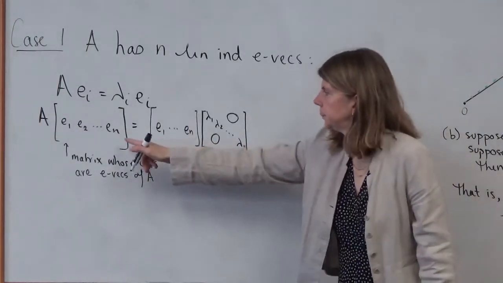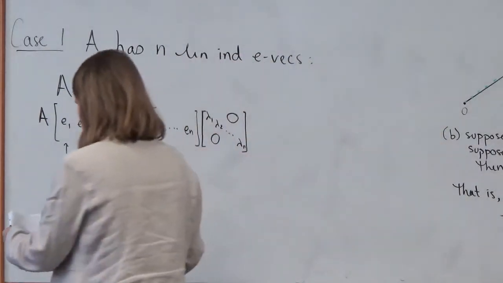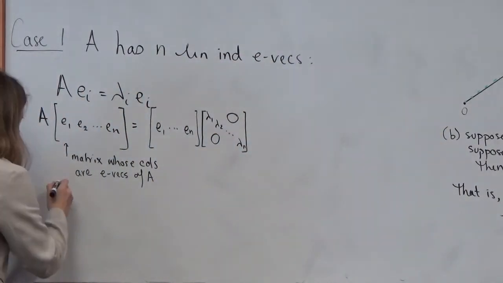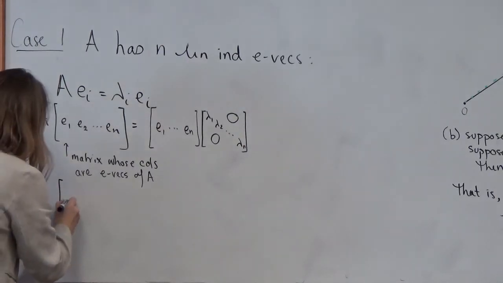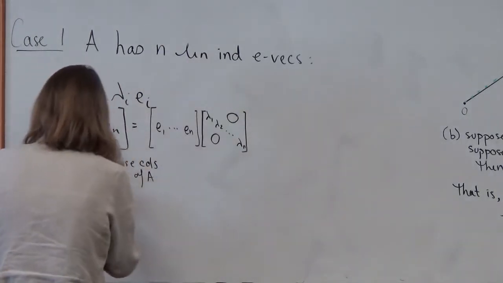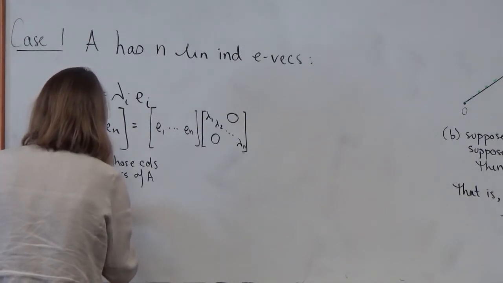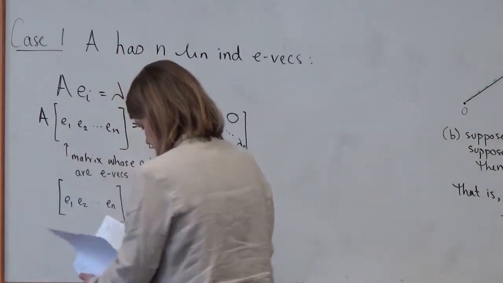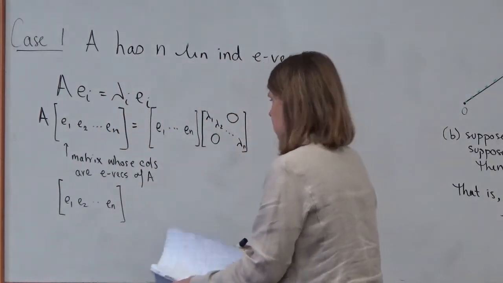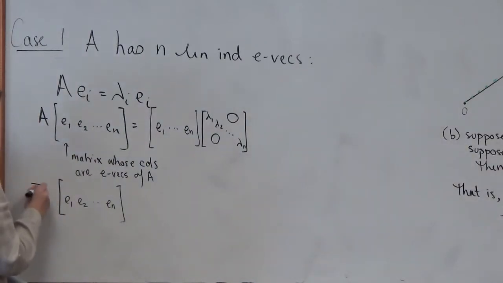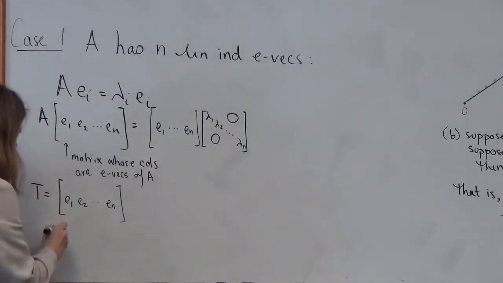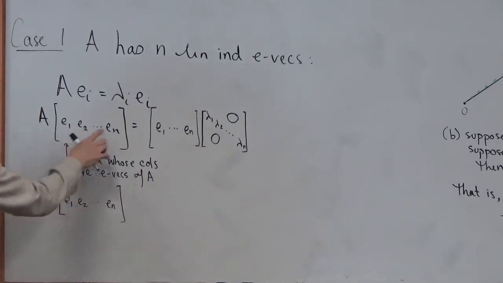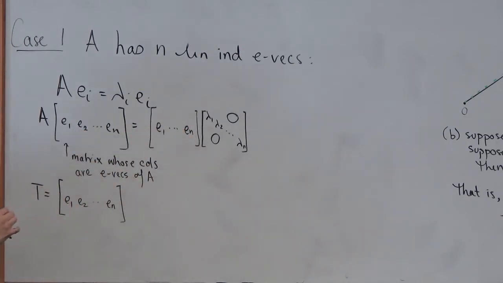This is invertible, and so I can immediately do a number of things. Let's put a bit of notation on this. Let's call that matrix, E_1, E_2, up to E_n, using the same notation that I used last day, T. So T is an invertible matrix, T inverse exists. And so I've got here A times T is equal to T times this diagonal matrix.